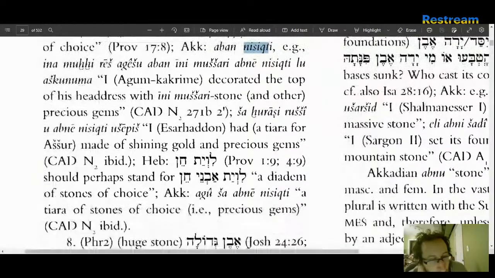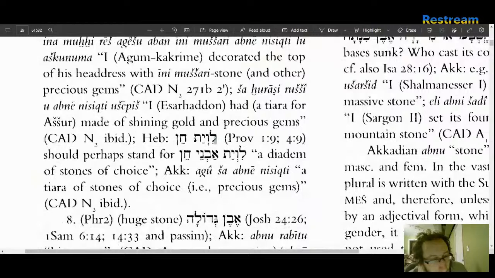So here we have, they say in Proverbs, we have Luit Hen. They say perhaps the original text should be Luit Avni Hen. They argue that could be the correct original meaning. They're not saying that's definitely the case, but they're giving a possibility. And in Akkadian, you have Agushah Abne Nisikti.